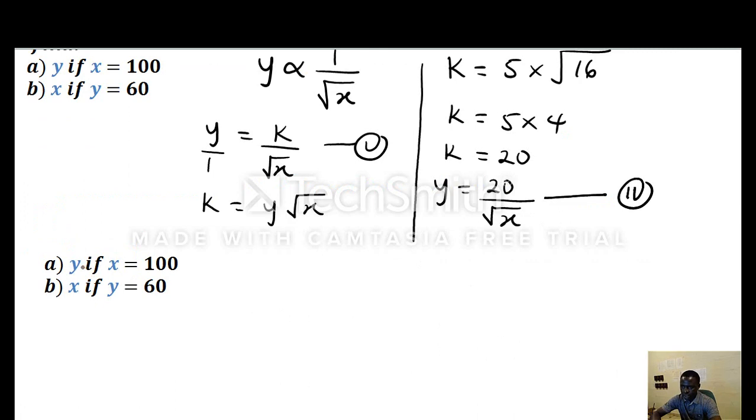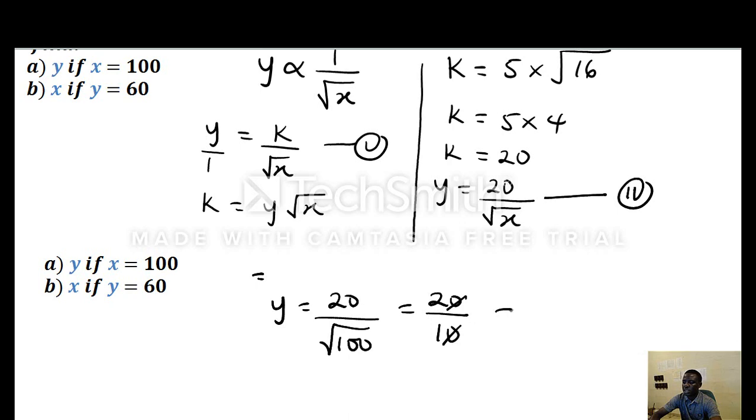A says we should find y if x is equal to 100. So if x is equal to 100, I'm going to have y to be equal to 20 divided by square root of 100, which is going to give me 20 divided by 10, and 10 into 20 is 2, meaning y is going to be 2 if x is 100.